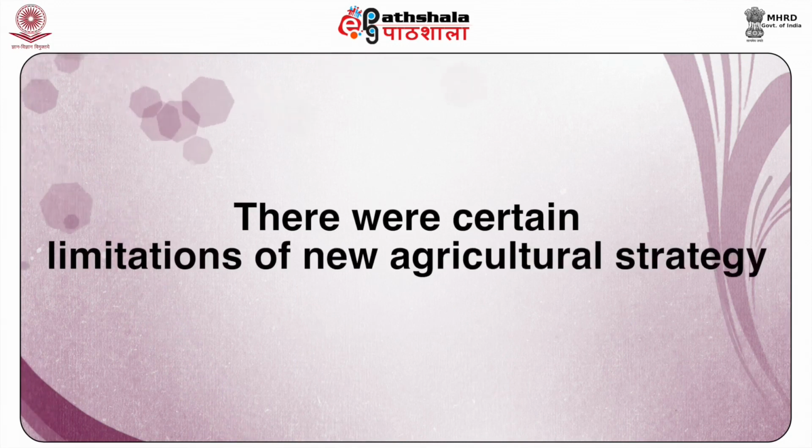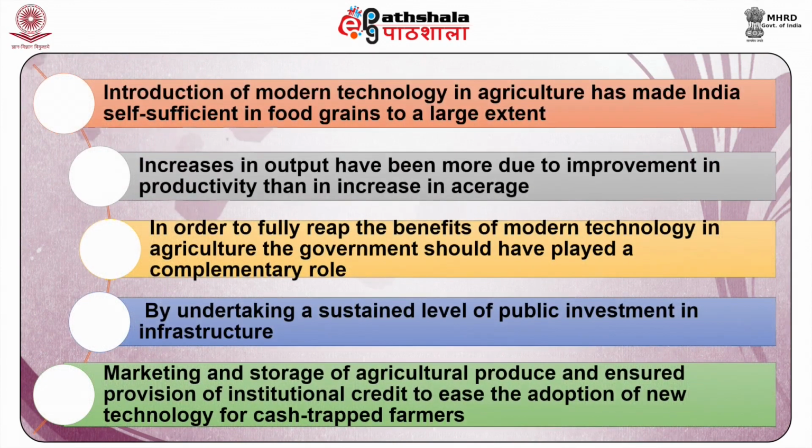There were certain limitations of the new agricultural strategy. Introduction of modern technology in agriculture has made India self-sufficient in food grains to a larger extent. Increase in the output has been more due to the improvement in productivity than in the increase in acreage. In order to fully reap the benefits of the modern technology in agriculture, the government should have played a complementary role by undertaking a sustained level of public investment in infrastructure, marketing and storage of agricultural produce and ensured provisions of institutional credit to ease the adoption of new technology for cash-strapped farmers.